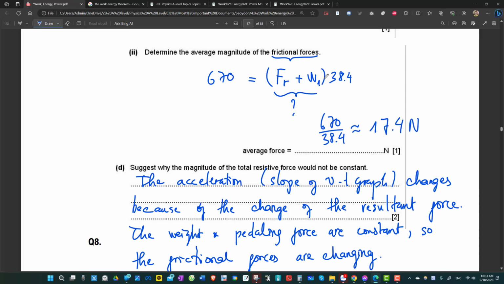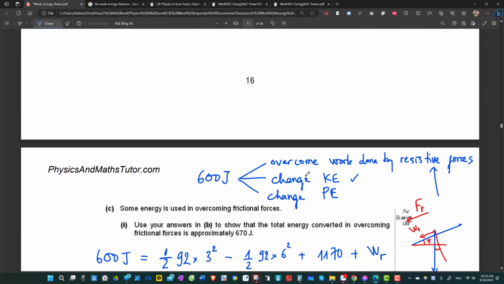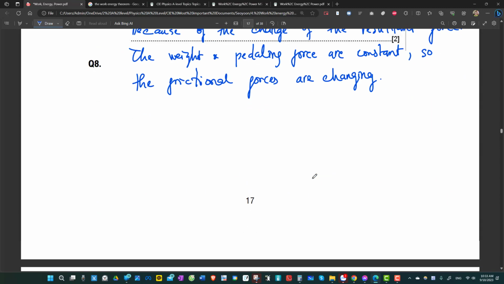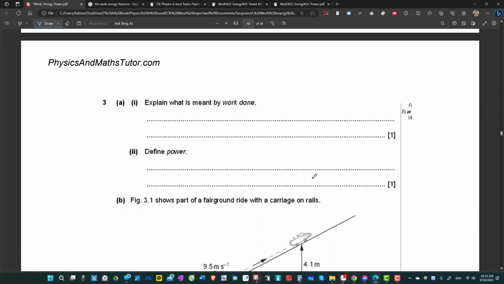Okay, so that is the recap of the previous problem. Now we can move on to a similar problem. What is meant by work done? Use the formula: the force times the displacement in the direction of the force. Power is the rate of energy transfer, energy over time.